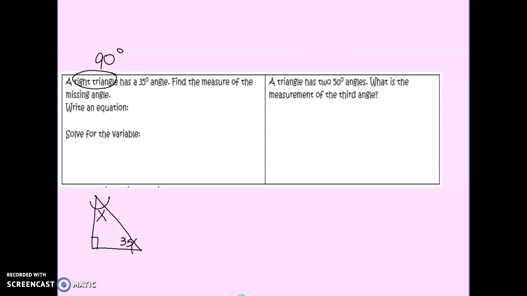So we write our equation. We know that it's angle 1 plus angle 2 plus angle 3. So 90 plus 35 plus x equals 180. Then we're just going to solve it. So I'm going to combine our like terms. 90 plus 35 is 125, plus x equals 180. So I'm going to subtract.